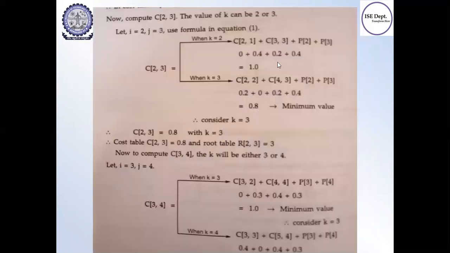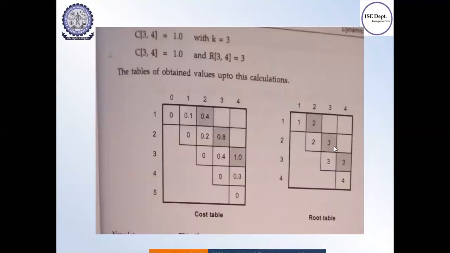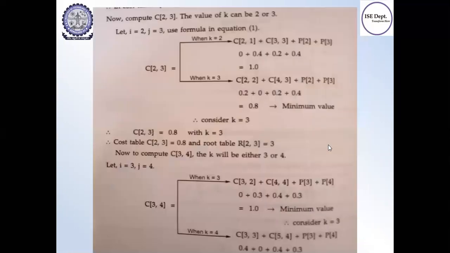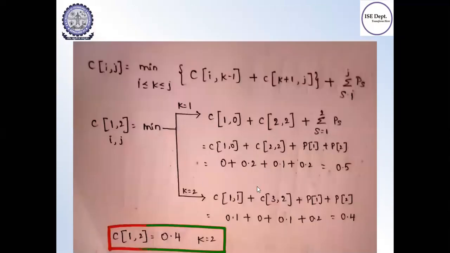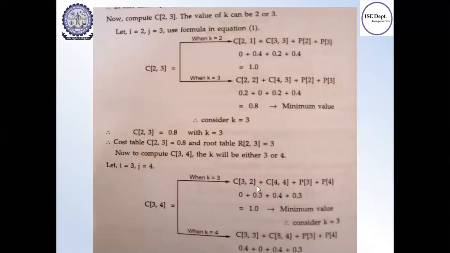Clear? And what is the value of k you got? K I got the value as 3. So I have written here 2 comma 3, in the place of 2 comma 3, I have written 3 also. Clear? So this is done. Next possibility is what? We have done with 2 comma 3, correct? So we have done with 2 comma 3 also.